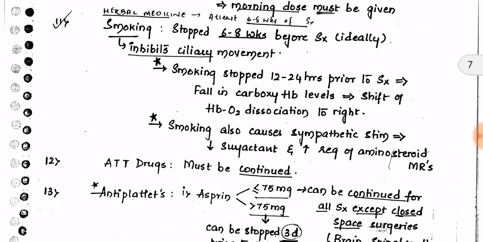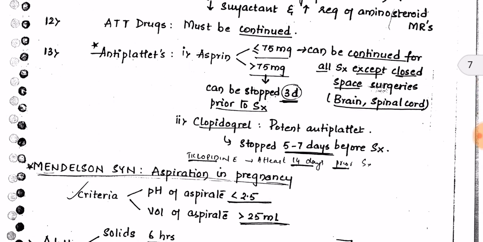Now, what about ATD drugs? They should be continued. Very important. Okay, what about antiplatelet drugs? Now, as I told you, aspirin will be discussed later. Now we're discussing it. Aspirin, if the dose is less than or equal to 75 mg, it can be continued for all the surgery except closed space surgeries. So we have to continue it. Exceptions being brain and the spinal cord surgery. Now, if the dose of the aspirin is more than 75 milligrams, then it has to be stopped 3 days prior to surgery.